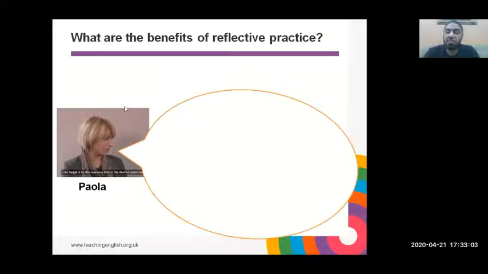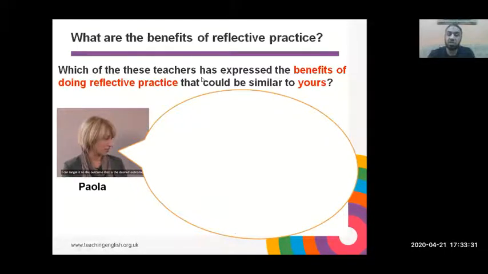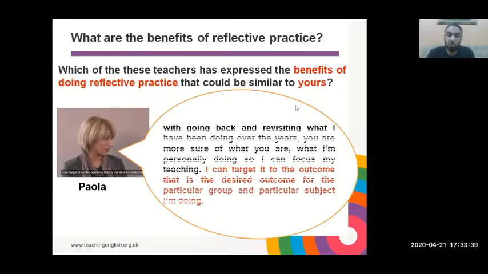Now, what are the benefits of reflective practices? I'm going to show you 3 different perspectives of teachers who have practiced reflective practice inside their classes, and you have to decide which one suits you the most. This is the first teacher, Paula. Which of these teachers has experienced the benefits of reflective practice that could be similar to yours? So read them. You have 1 minute.